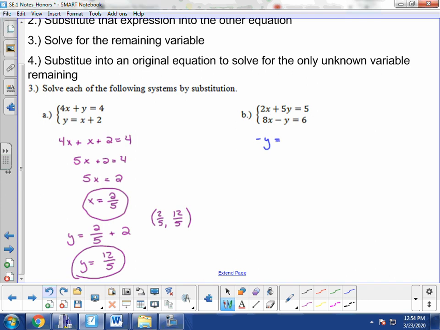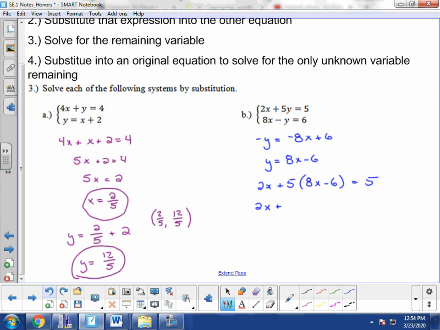So negative y equals negative 8x plus 6, because I'm subtracting the 8x from both sides. Then I would divide by negative 1, so 8x minus 6 is equal to y. Now I can take this expression for y and substitute it into the other equation. So if I take 2x plus 5 times, remember to put parentheses around 8x minus 6 because that's an entire expression that goes together.